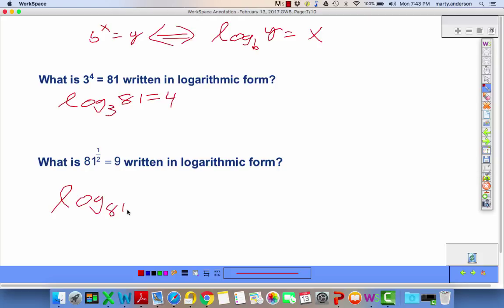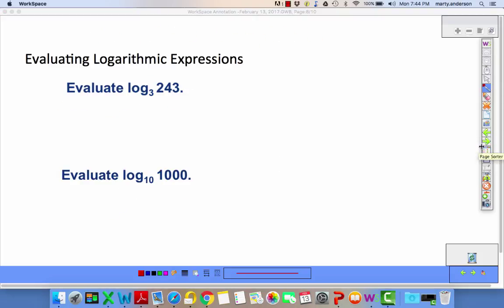Log base 81 of 9 equals a half. 81 to the 1/2 equals 9. A log is equal to an exponent. Transposing things from exponential form to log form. Now we have to solve them. If you've got a problem, I'll solve it.